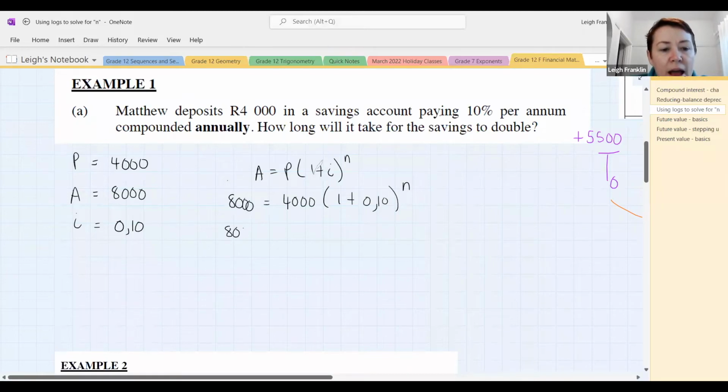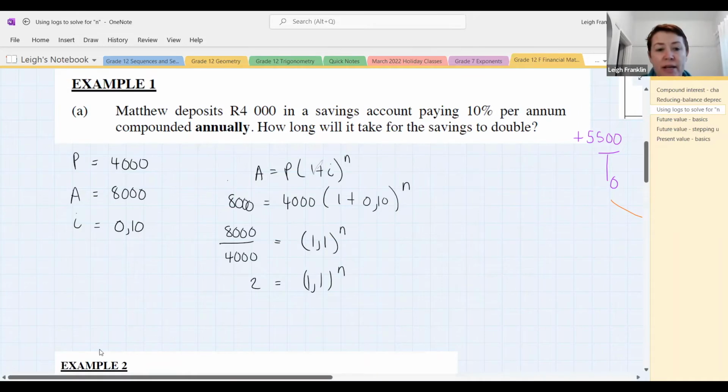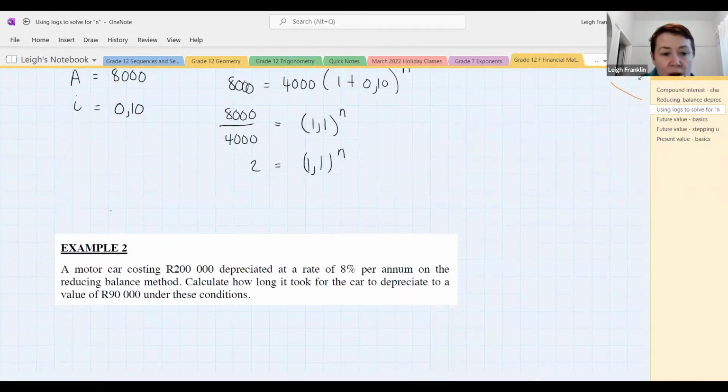So now we have 8,000 over 4,000 is equal to, and if I add 1 to 0,10, I'm going to get 1,1 to the power of n. 8,000 divided by 4,000 is 2. So essentially what I've got here is 2 is equal to 1,1 to the n. All right, so I can see what my base is. I can see what my number is. I'm now ready to use logs. You must write this because they need to be able to give you a mark on this line. So you must write n equals log base 1,1 of 2. Then pop that into your calculator.